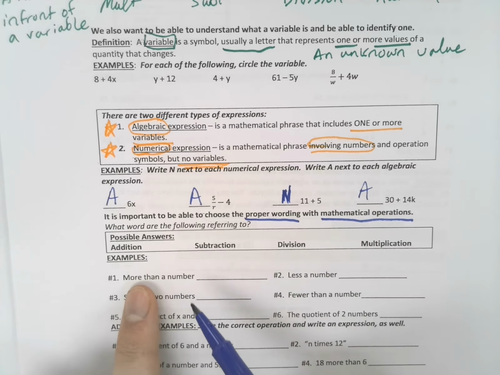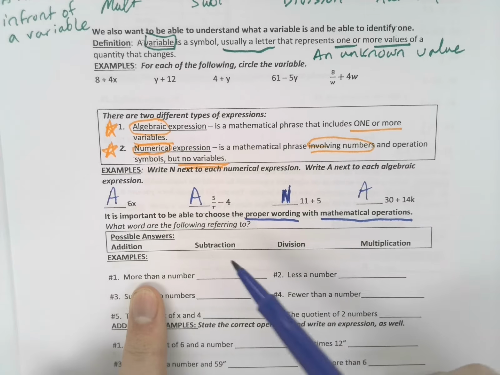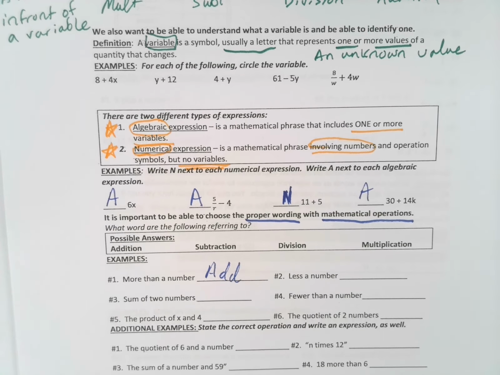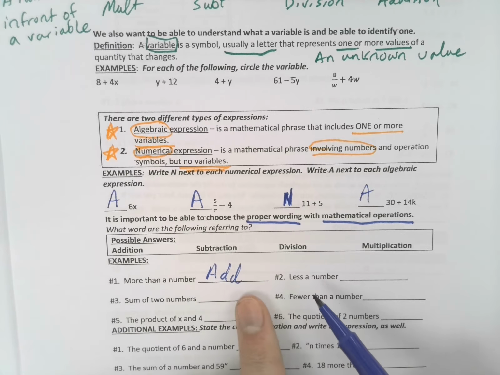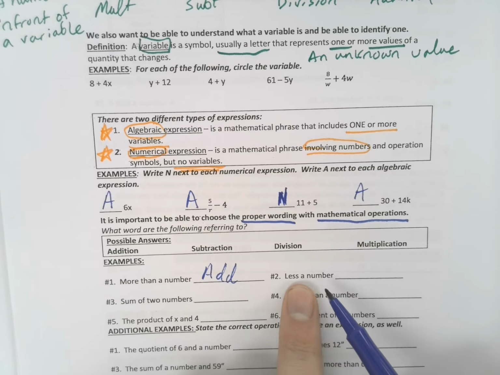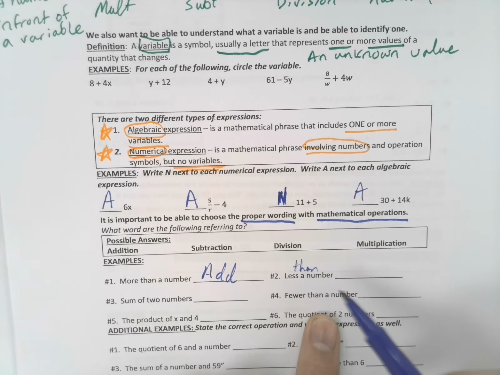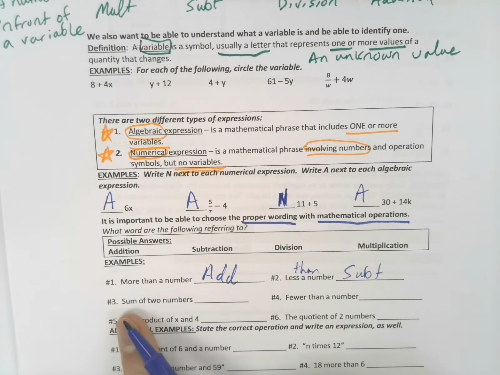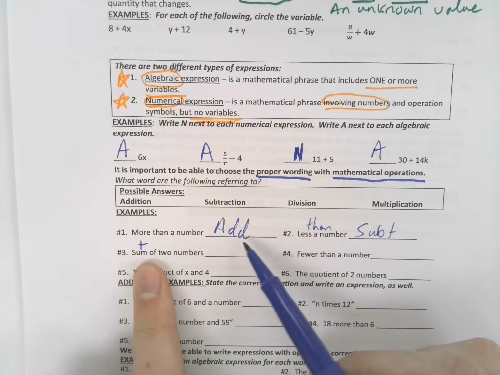So let's look at number 1, more than a number. What are you guys thinking? I feel like Dora the Explorer again. We're talking addition. If I go 5 more than something, that means I'm adding on 5 to something. Well, if you got that, you probably know for sure what less than a number should be. The words less than there, we're talking subtraction. The sum of 2 numbers. That word sum, we're talking addition.